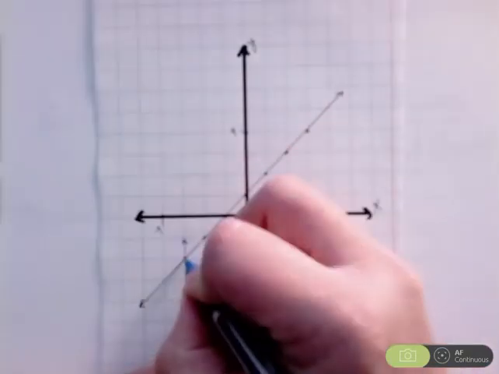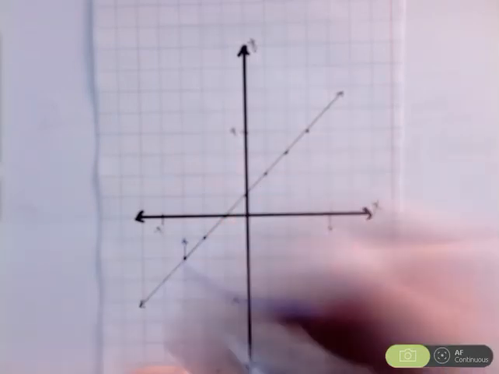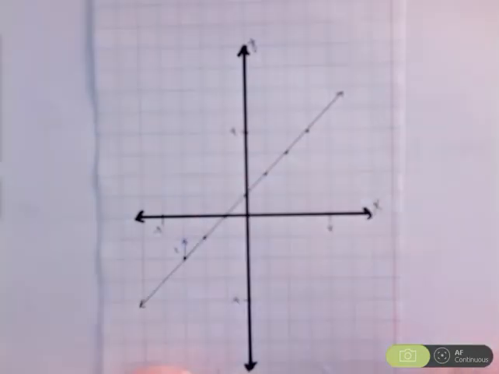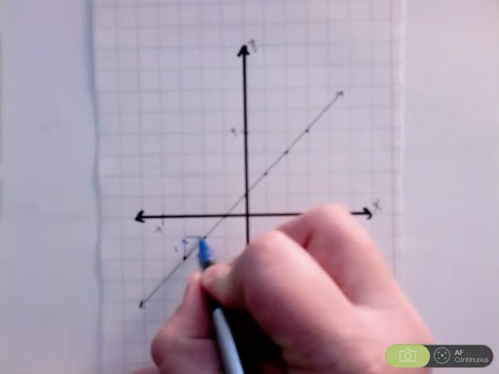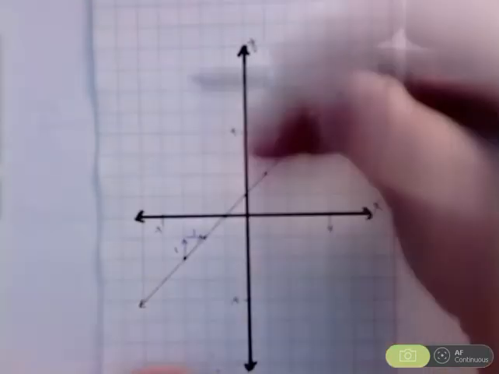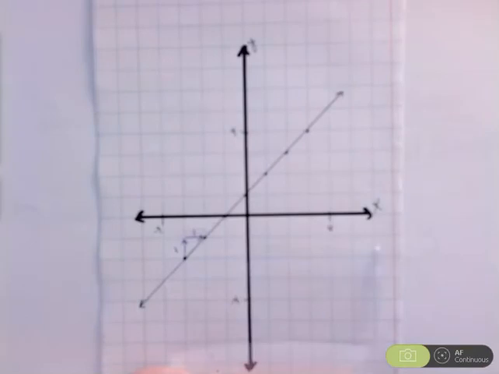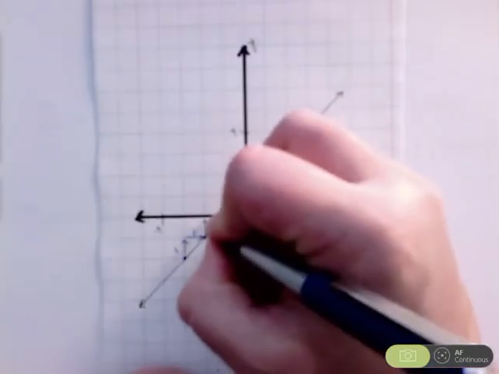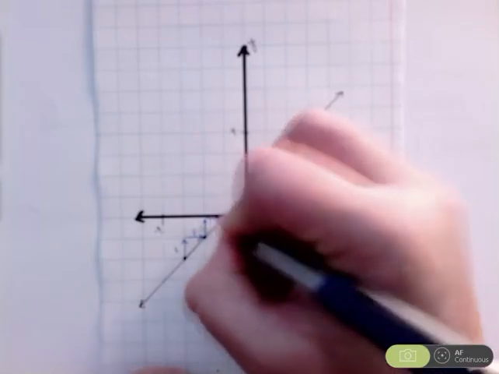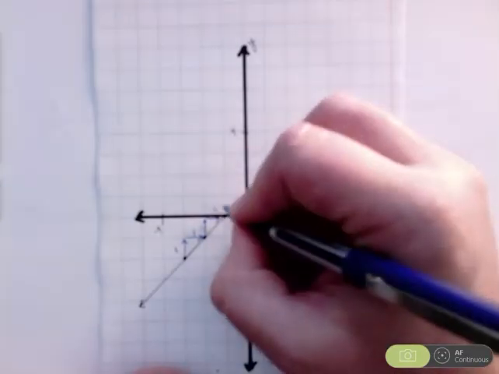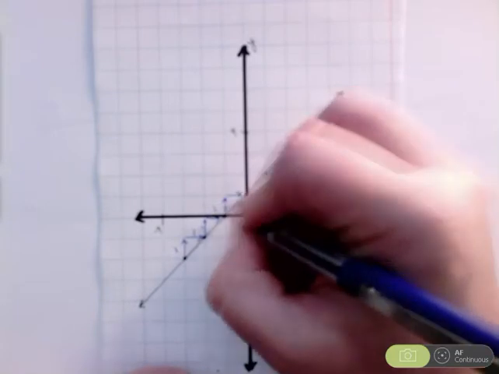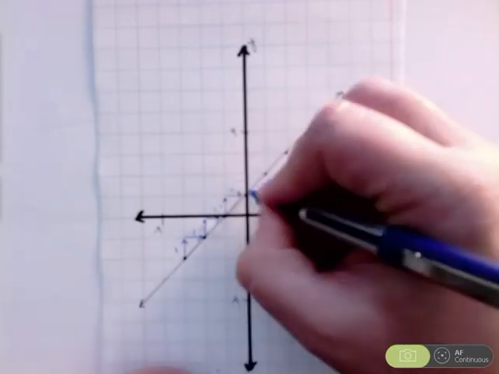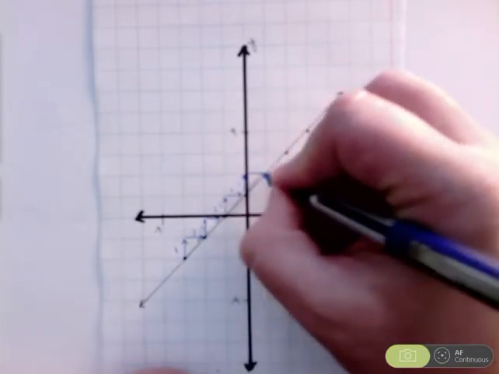from this point to this point, the vertical change is 1. The horizontal change is 1. Again, vertical goes this way, horizontal that way. From this point to this point, vertical change is 1, horizontal change is 1. Here to here, up 1 to the right 1. Up 1 to the right 1.